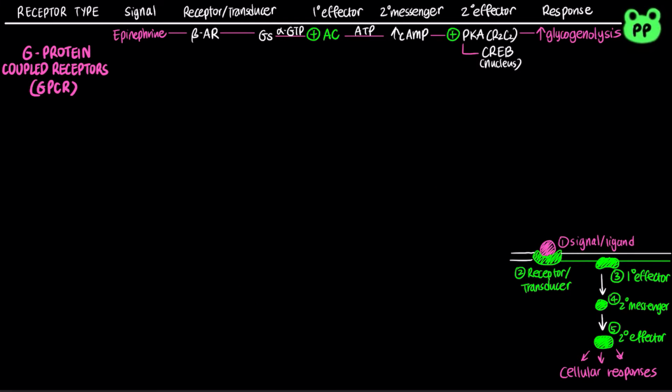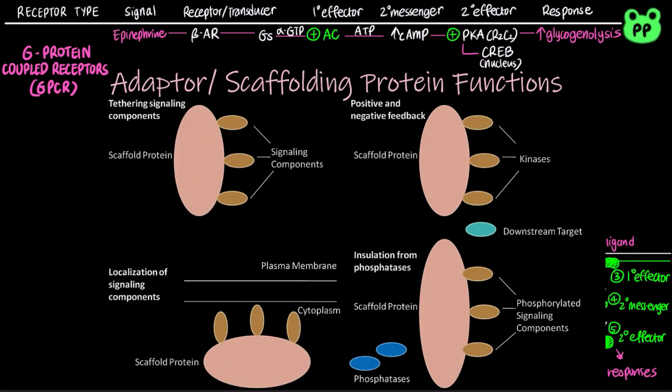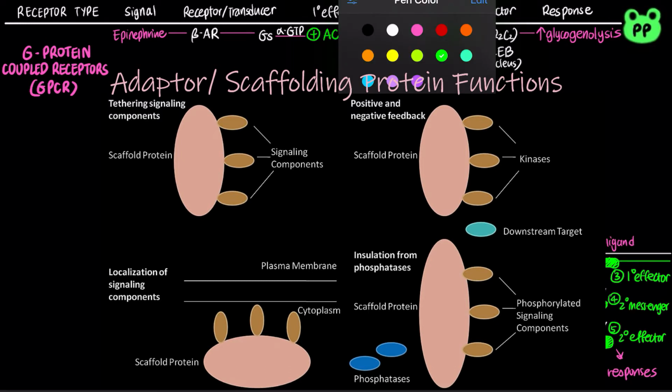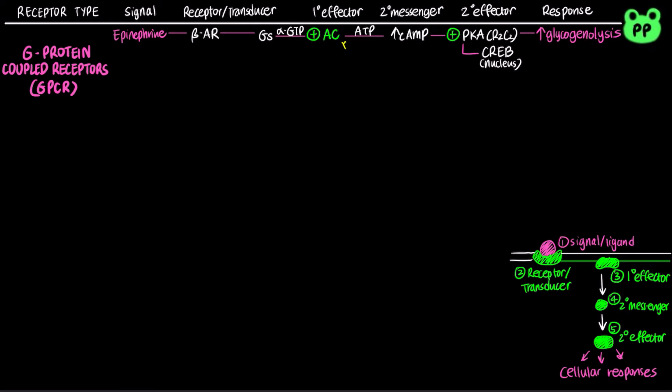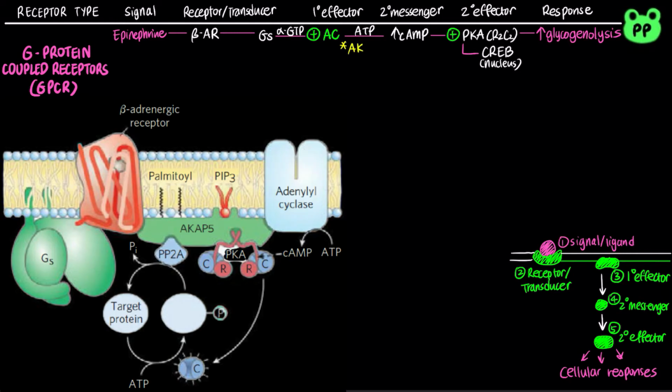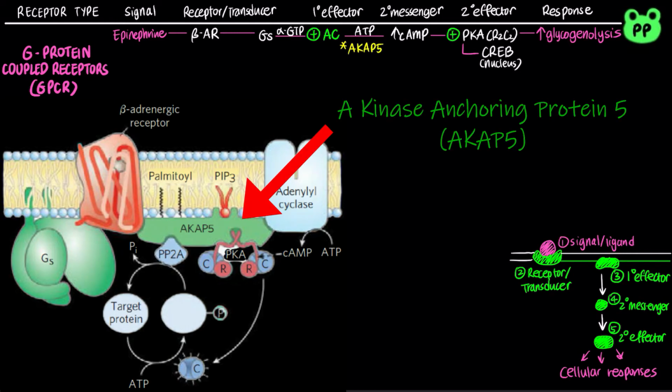Cell signaling is often confined to a specific region of the cell by adapter proteins, also known as scaffolding proteins, which are non-catalytic proteins that hold together other protein molecules that function in concert. In the case of epinephrine signaling, the scaffolding protein AKAP5, which stands for A kinase anchoring protein 5, attaches to the membrane through palmitoyl and phosphatidylinositol triphosphate, and binds to the beta-adrenergic receptor, adenylyl cyclase, PKA, as well as phosphoprotein phosphatase to bring all the enzymes in close proximity.